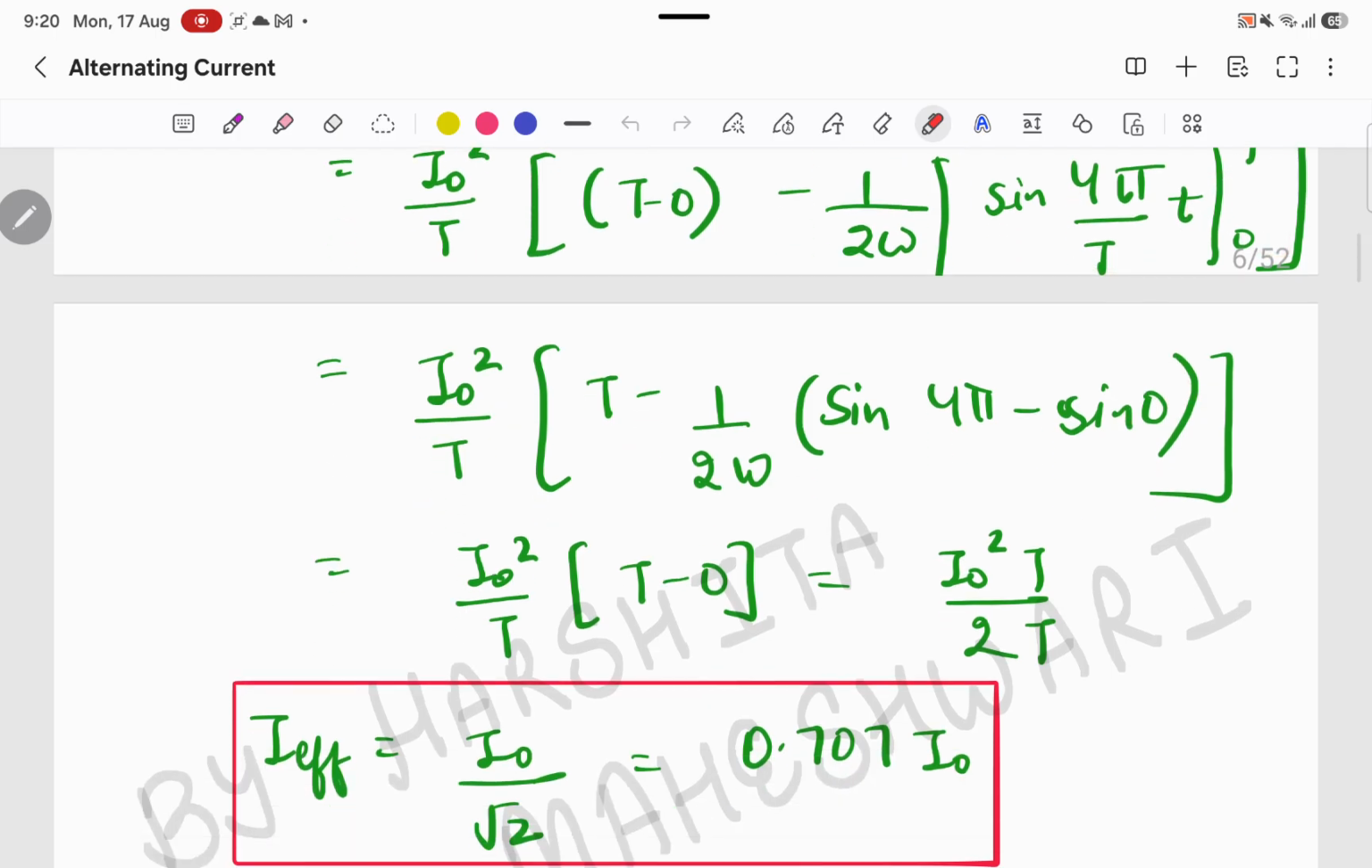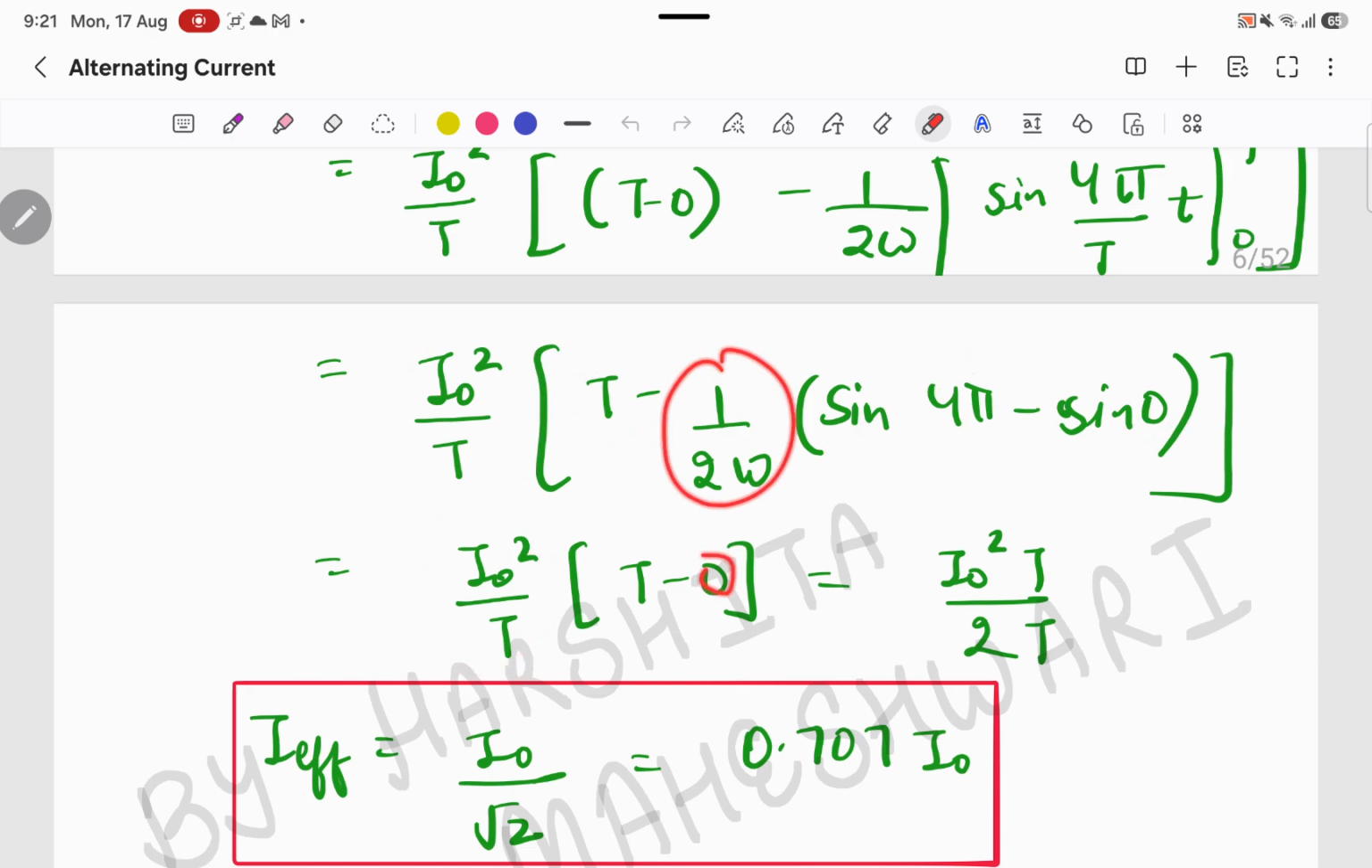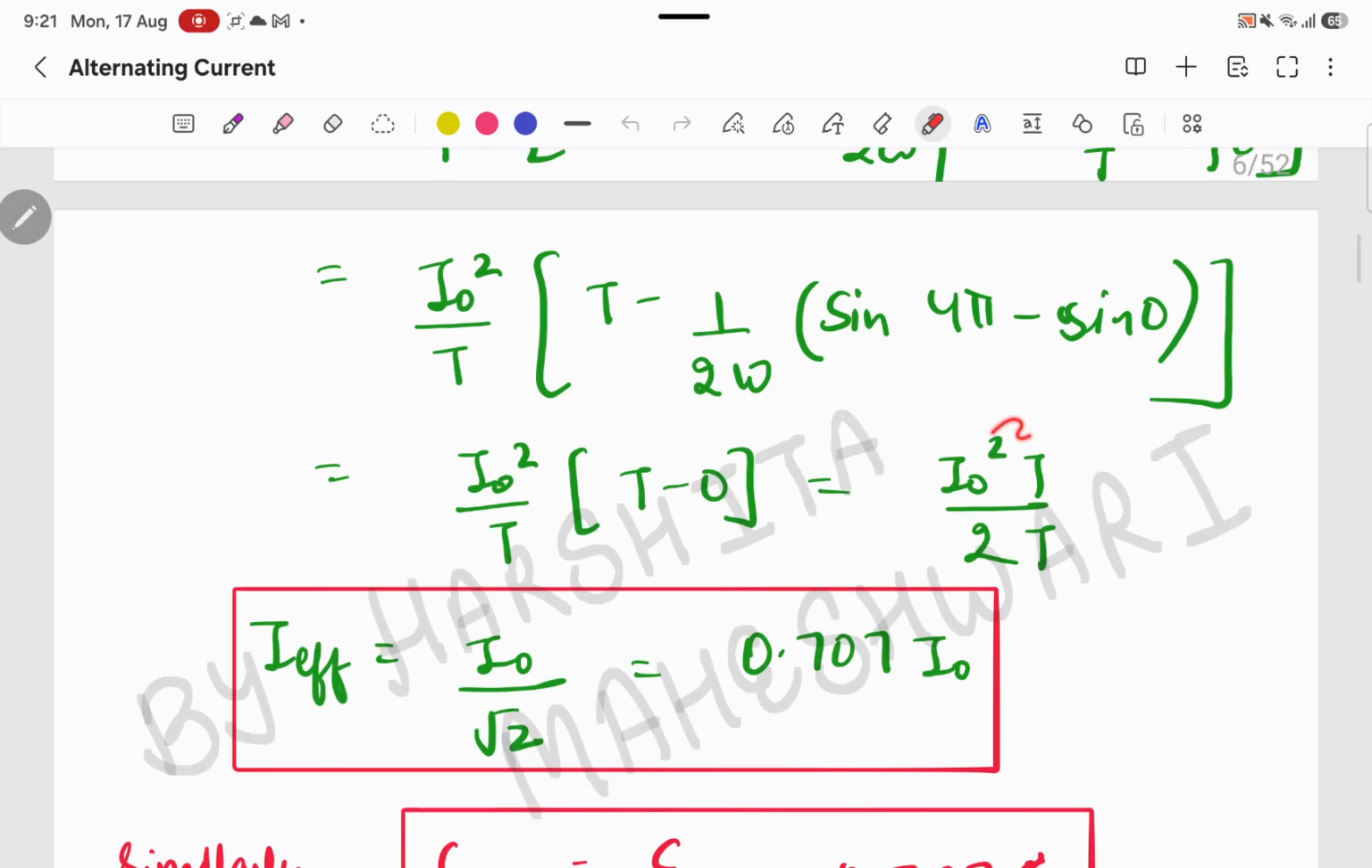So I am getting I naught square by T into T, then this term will also result in the answer 0. So 0 minus 0 will be 0. 0 multiplied by anything will be 0. So now I am finally getting the answer I naught square capital T by T.